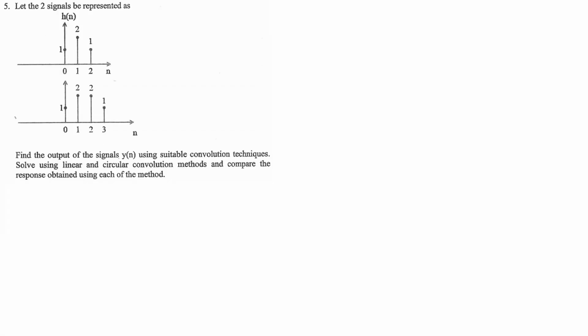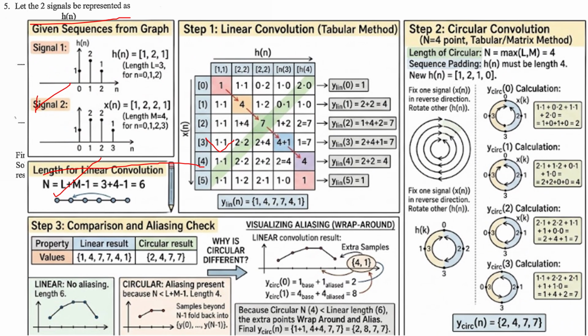So the next question is that the two signals are represented as here, and find the output of the signals using suitable convolution techniques. Solve using the linear and circular methods. So how to solve linear and circular? There are two methods, linear and circular. You can use this technique for linear, and circular we have already solved in a previous question, in the previous session, so you can check how to solve it there.